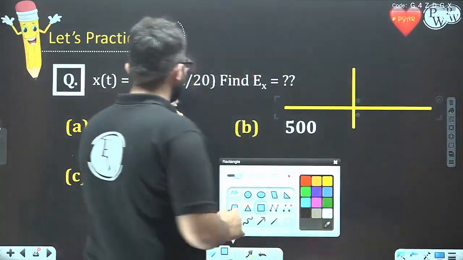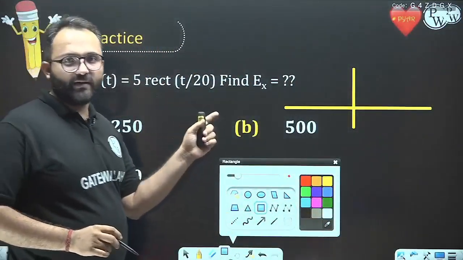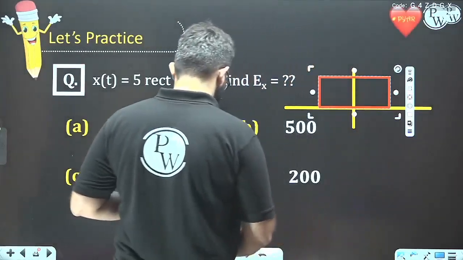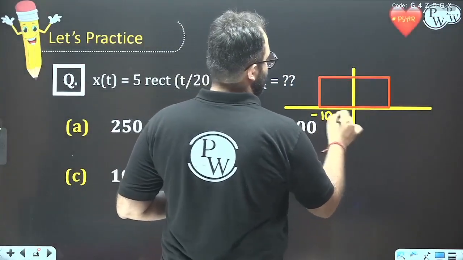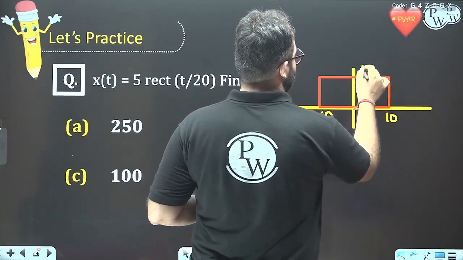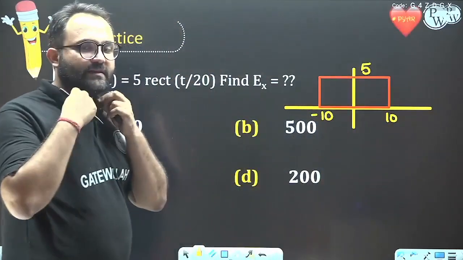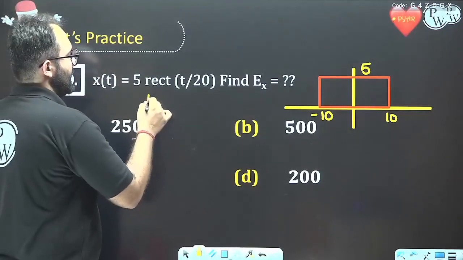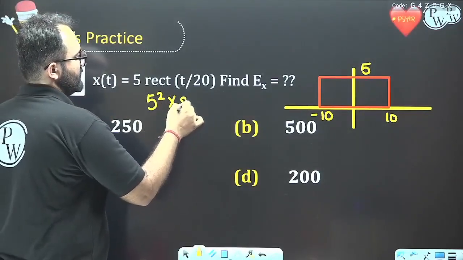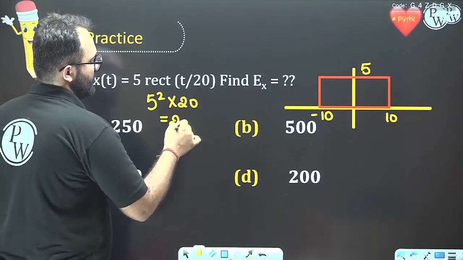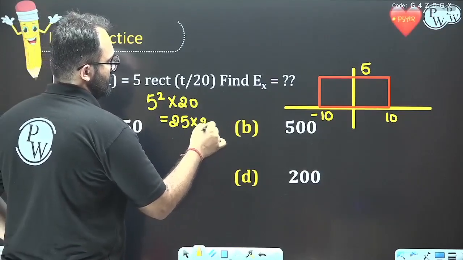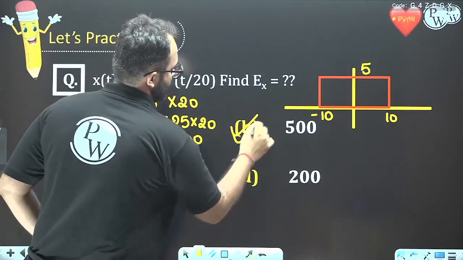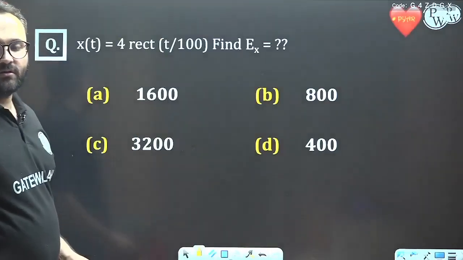This red signal is 5 rect(t/20). So this is the signal from minus 10 to 10, and the height is 5. Now we can easily see the result. We know the energy of this signal is height square multiplied by width, that is 25 into 20, that is 500. I hope all of you are able to do this. Great.